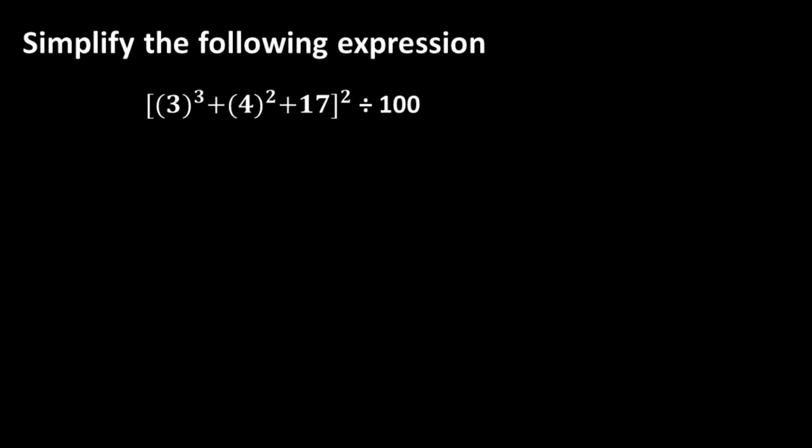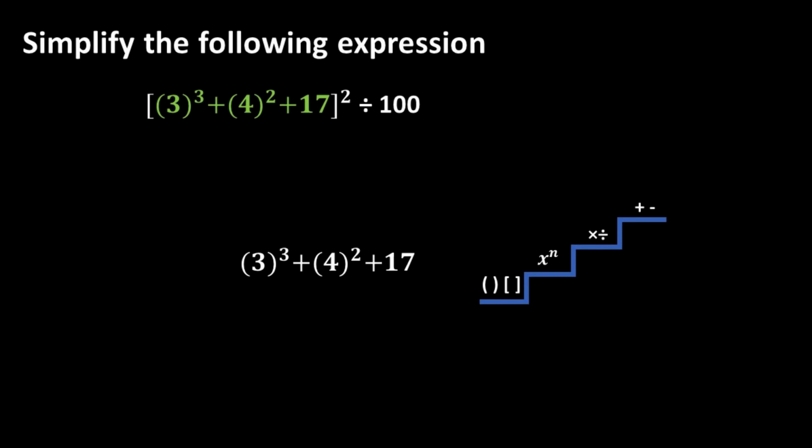We're left with the expression between brackets. 3 cubed plus 4 squared plus 17. We have exponents. We have 3 cubed, 3 times 3 times 3, and that's 27. We also have 4 squared, which is 4 times 4, and that's 16. All we have now is 27 plus 16 plus 17, which gives us 60.